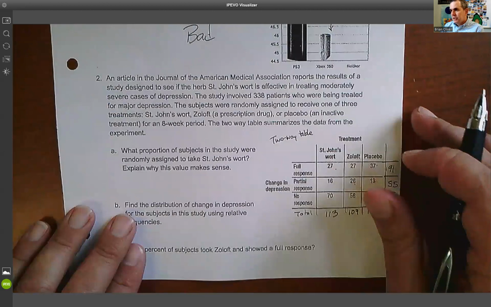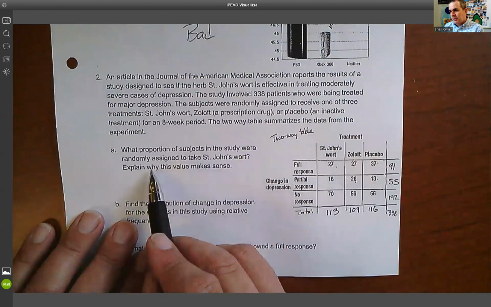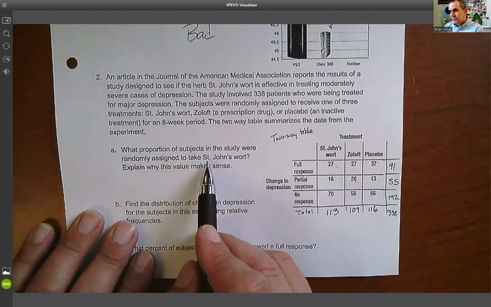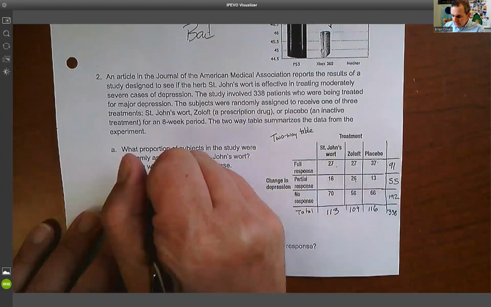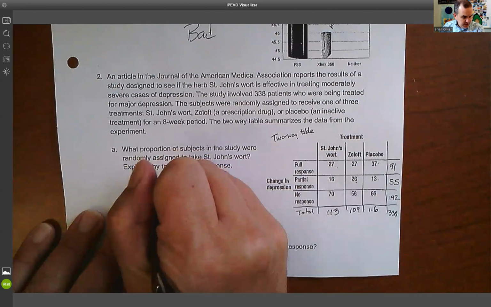Now the question says, what proportion of subjects in the study were randomly assigned to take St. John's wort? In this case, for St. John's wort, there were 113 people out of 338.